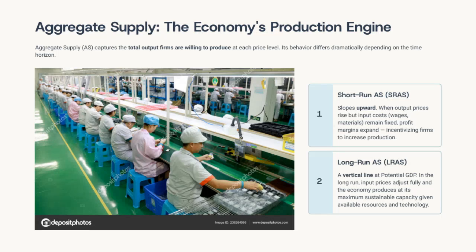Let's take a closer look at the vertical line at potential GDP. This line represents the level of output the economy can sustainably produce in the long run, given our available resources and technology. In the long run, input prices like wages and materials fully adjust, which means the economy reaches its maximum sustainable capacity. This is the point where the economy is operating at its true potential, without overheating or underperforming.